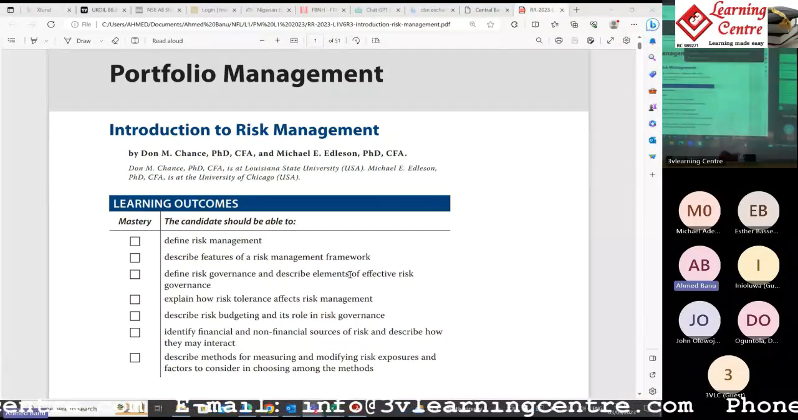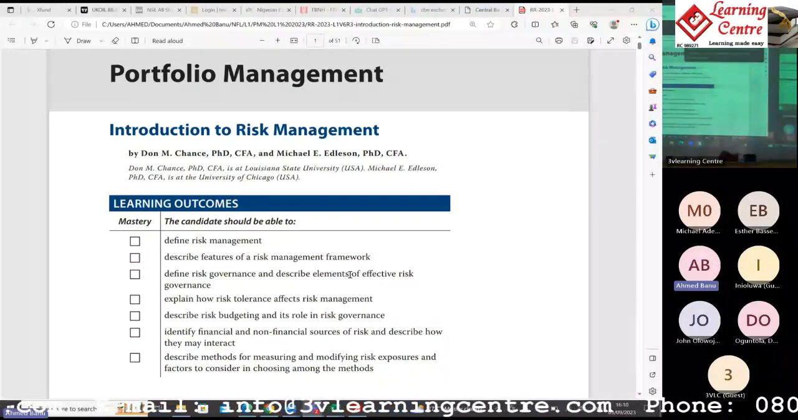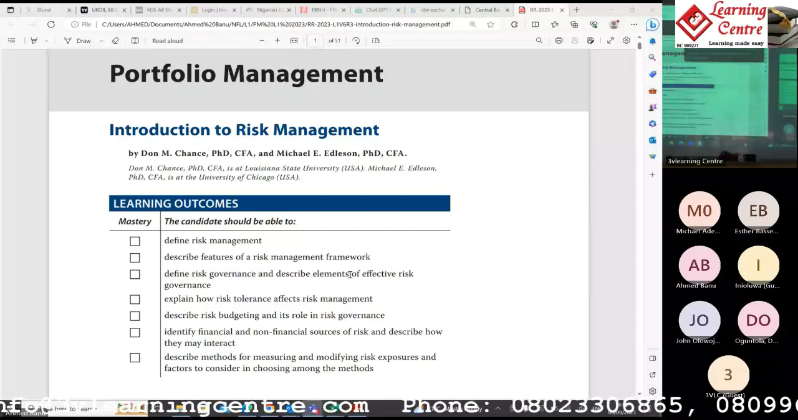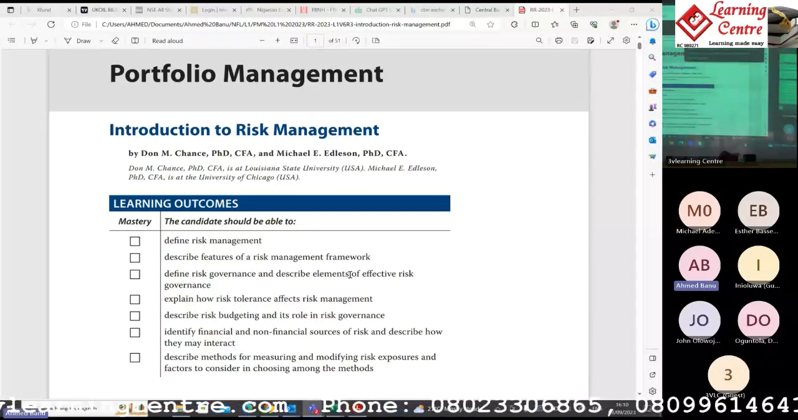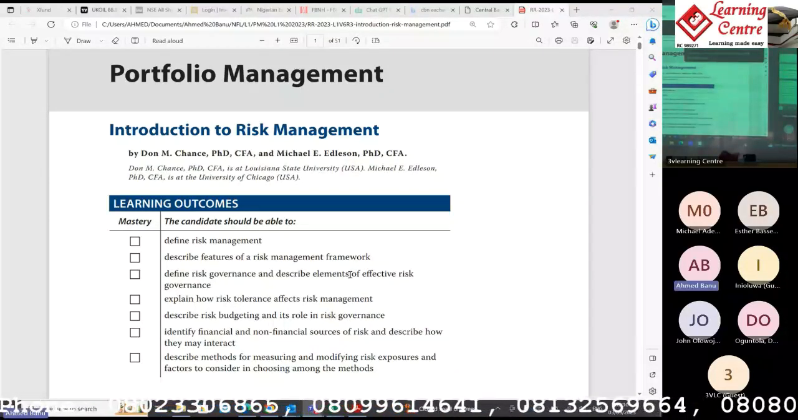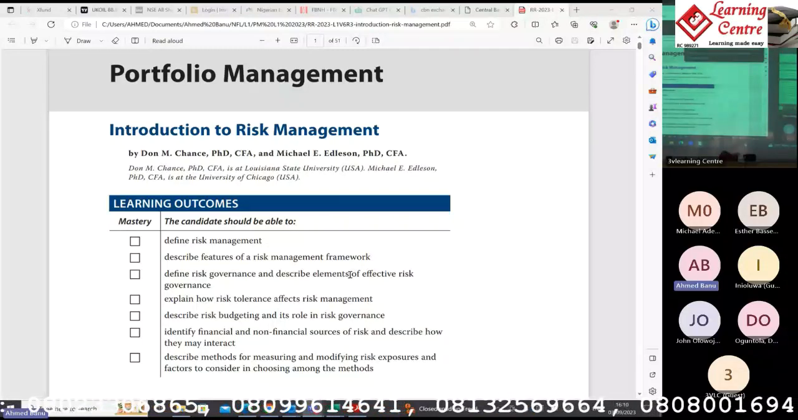Introduction to risk management. Let me ask you guys a question in this class. What is risk? When you hear risk, what comes to your mind? Who wants to go? Mr. John, when you hear risk, what comes to your mind?